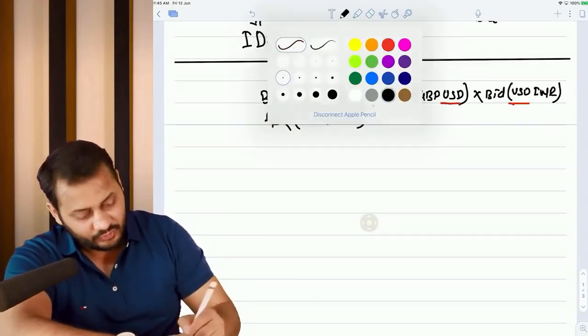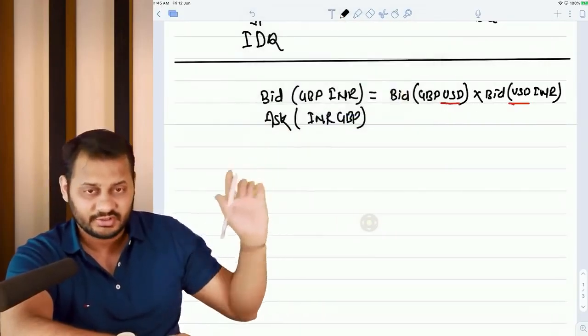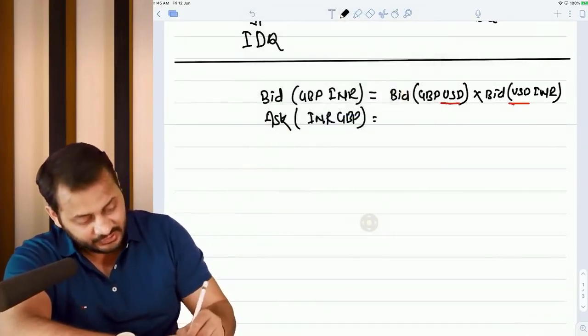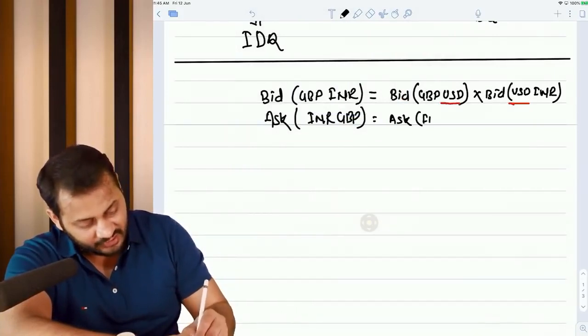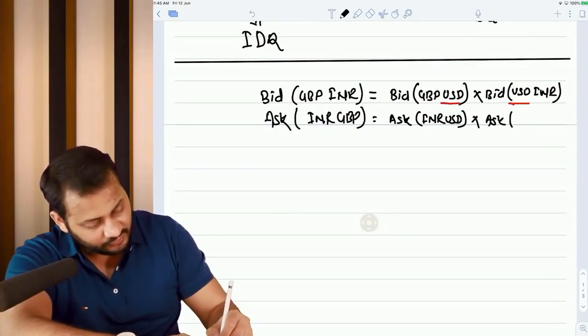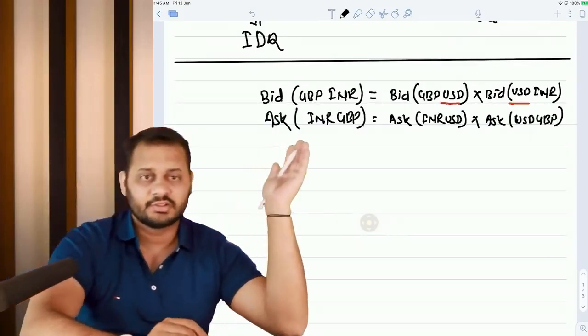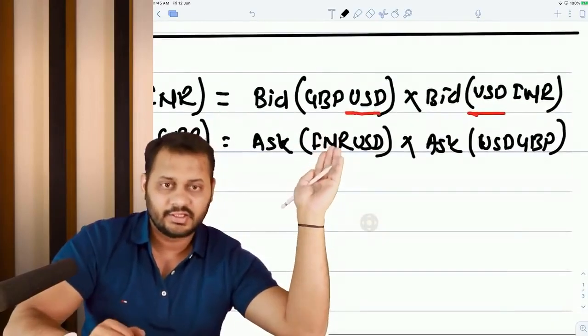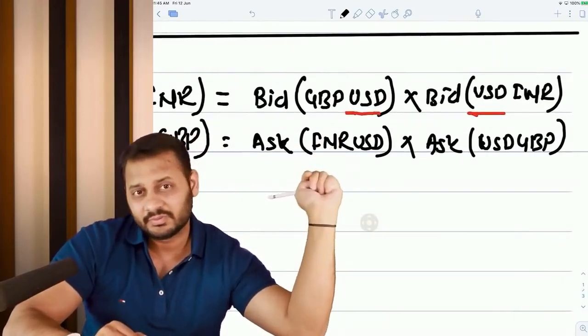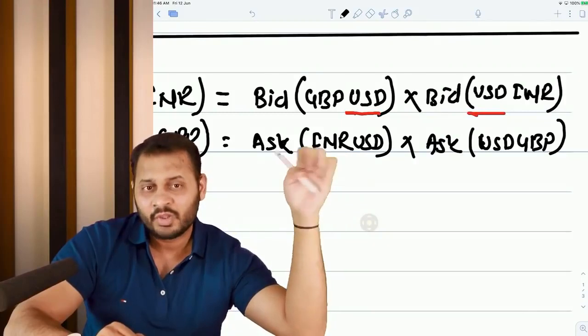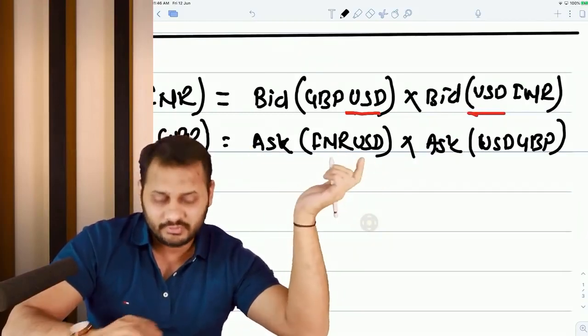But if I want to create the equation for ask of INR GBP, then I will write down ask of INR first and then USD, multiplied by ask of USD first and then GBP, so that the first currency left here is INR and the last currency left there is GBP. USD gets cancelled. Both the equations will give you the same answer.